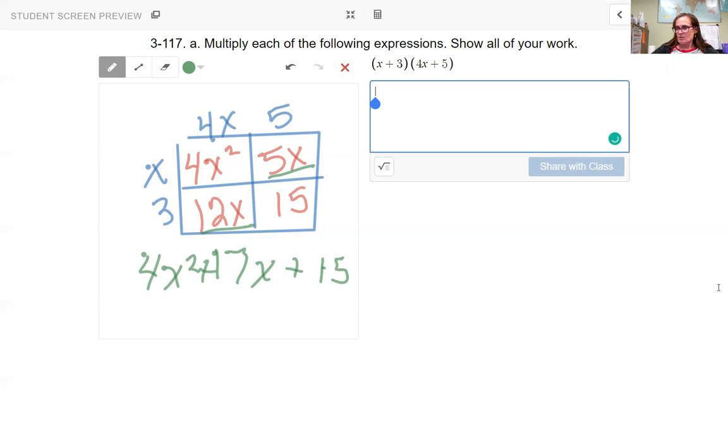So that is what we put up here. 4x squared. Oops, I forgot. So this one, if you want to type math, you have to click on the little square root down there. So I'll go like this. I can highlight it and push the square root symbol and it will translate it for me. Okay, so I've got 4x squared plus 17x plus 15. That is my answer.